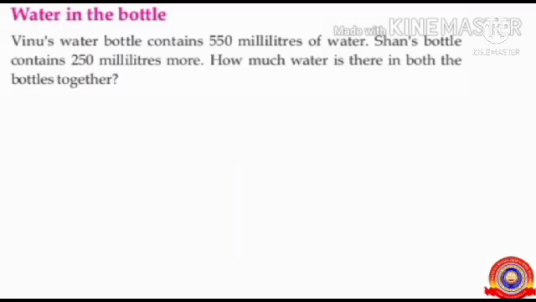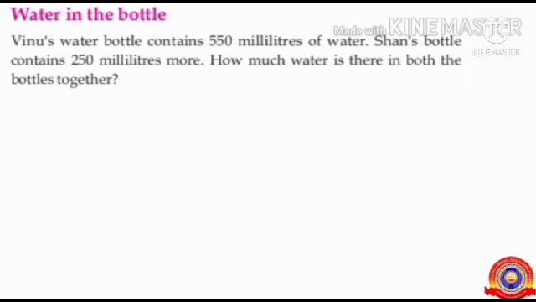See the next activity, water in the bottle. Vinu's water bottle contains 550 milliliters of water. Shan's bottle contains 250 milliliters more. How much water is there in both the bottles together? How much water is there in Vinu's water bottle?